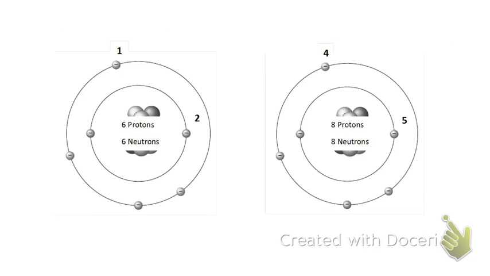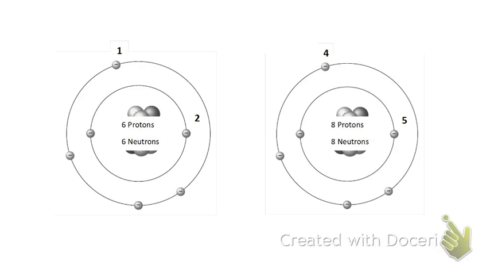So let's look at these two atoms using a simple Bohr model. The atom on the left has 6 protons and 6 neutrons. It also has 6 electrons. The atom on the right has 8 protons and 8 neutrons, and also has 6 electrons.